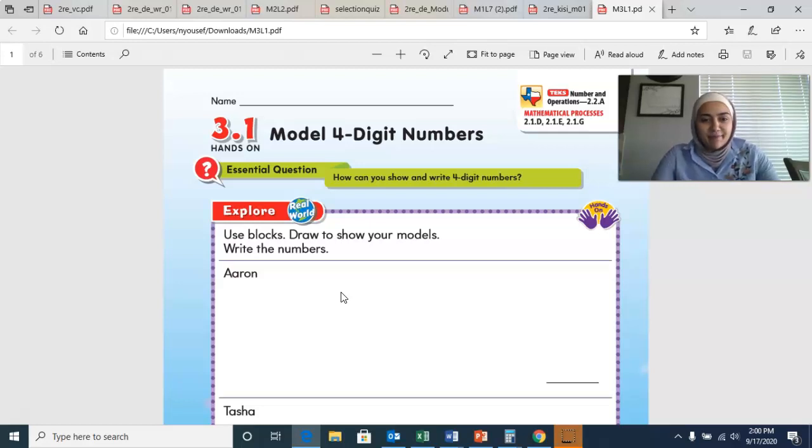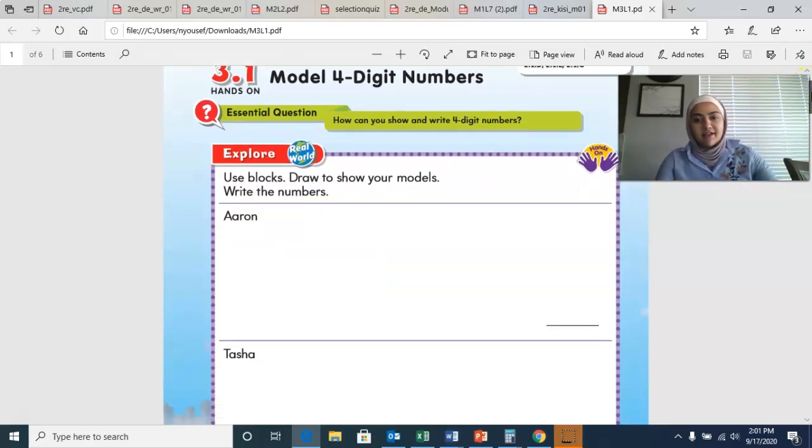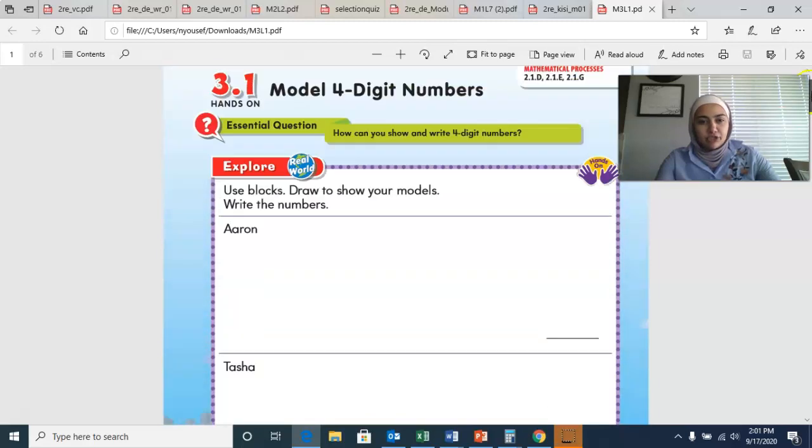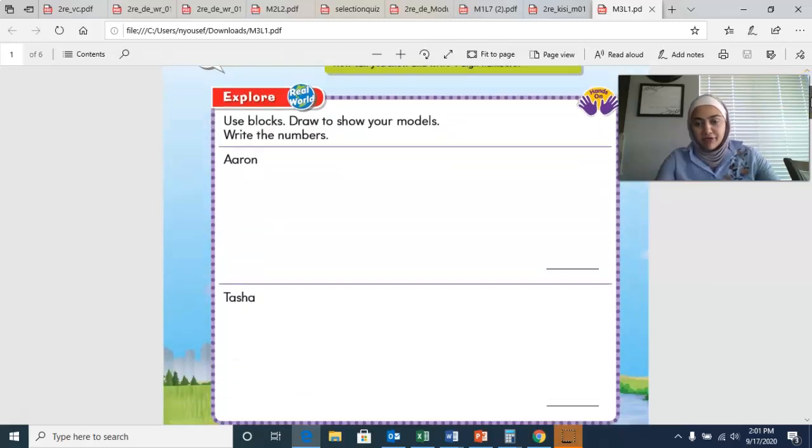Okay, here we go. We're going over section 3.1, module 3.1. We're going over modeling 4-digit numbers. So now instead of doing ones, tens, hundreds, now we're doing ones, tens, hundreds, thousands. All right, so let's find out how we will solve these problems. How can you show and write 4-digit numbers?